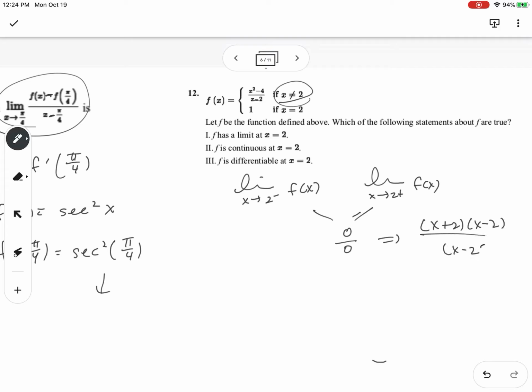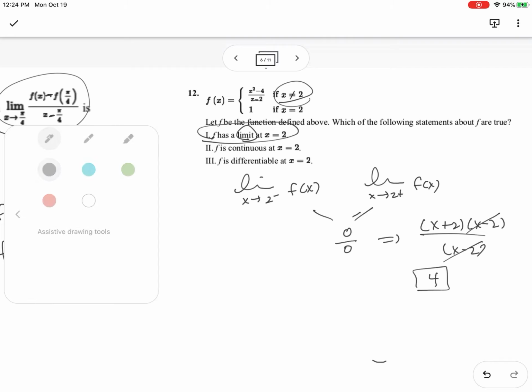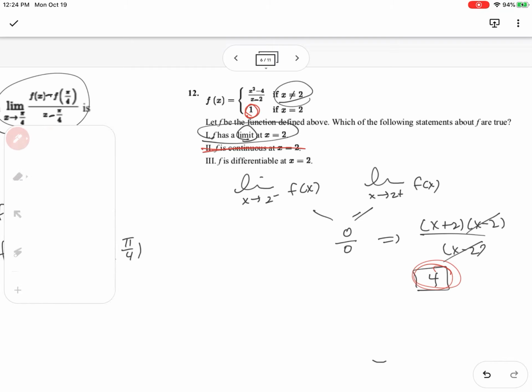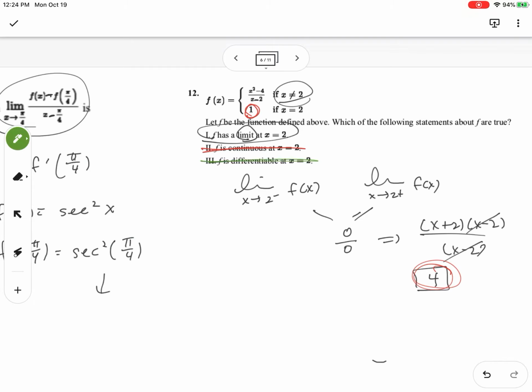So I need to figure out what to do here, but I can do that. There it is, and then when I put it in, I get 4 as my limit. So it does have a limit. Okay, so 1 is true. However, it is not continuous because this is 4, this is 1. Right? And then if it's not continuous, it's not differentiable.